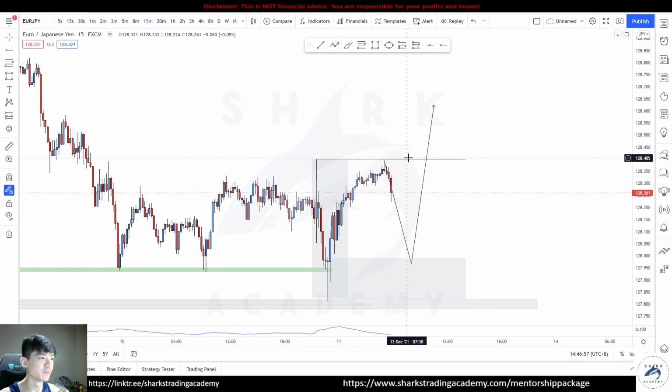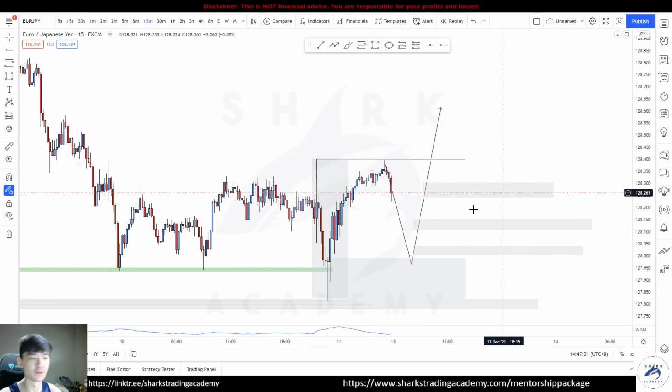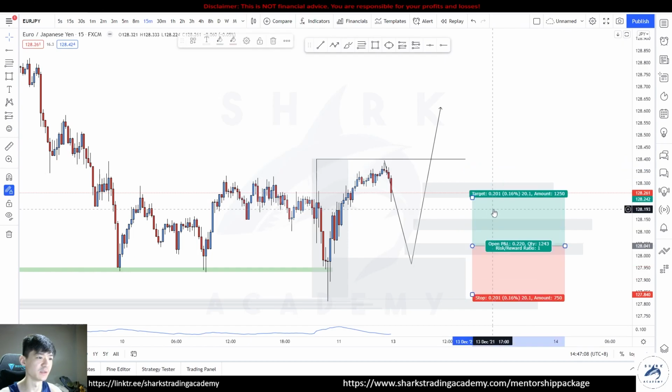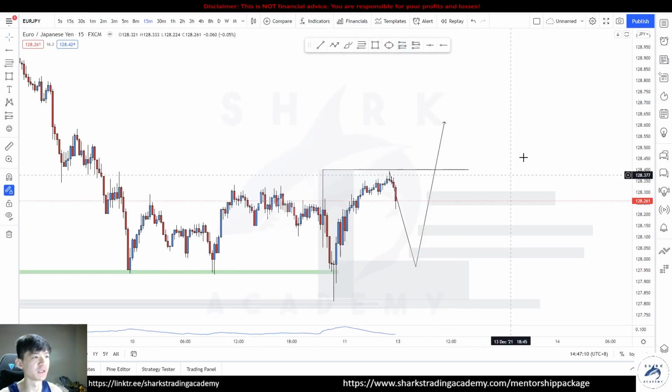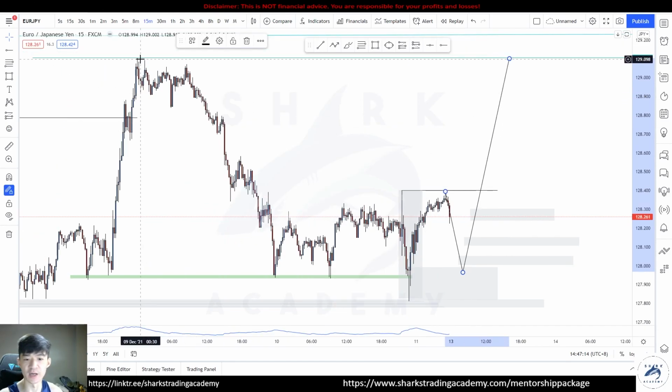Okay, so once this breaks, I'm going to look for areas to get involved. Any of these demand areas are ready for you to get involved. And we do not buy like this. We look for confirmations at every single demand zone on the lower time frame. And this is how we actually frame the entire movement towards these daily swing highs.